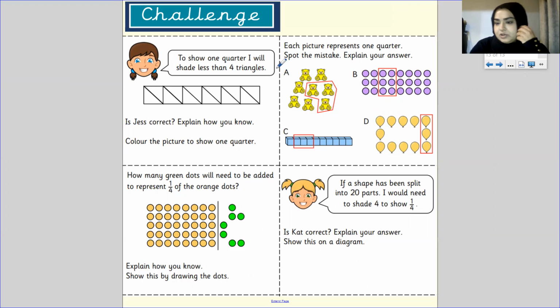Now remember to upload your work onto Tapestry once you're done. So all you need to do is rewind the video back to the activity that you will be doing and pause the screen on that activity.